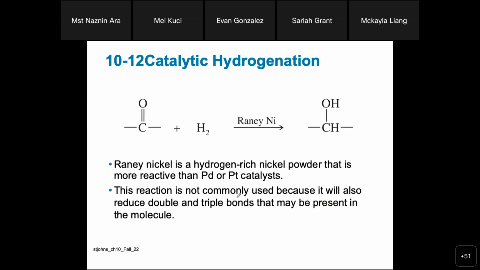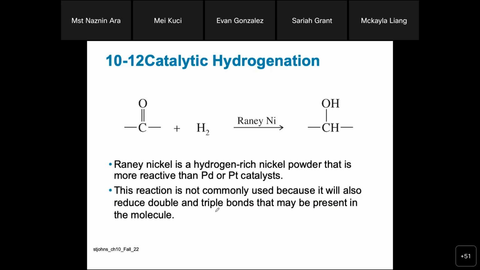Catalytic hydrogenation. Hydrogenation means addition of hydrogen. We already discussed this, I think this is the third time: at the end of the alkane chapter, in the alkene chapter, and in the alkyne chapter, and we are discussing it again. This is very common and popular.